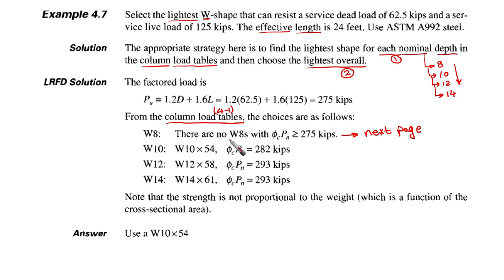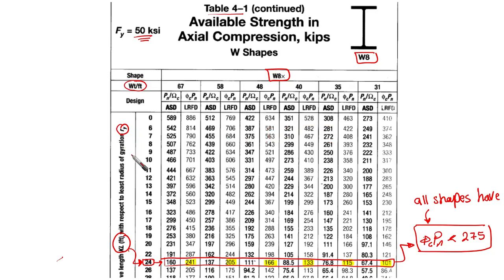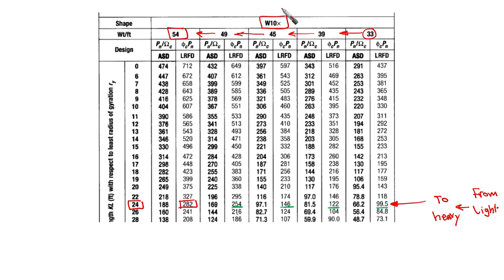So there are no wide flanges with depth 8 with phi c times Pn larger than 275, so we're going to exclude this. Okay, this section won't work for us. Now let's go to the next section, which is W10. Let's go and try to find W10.